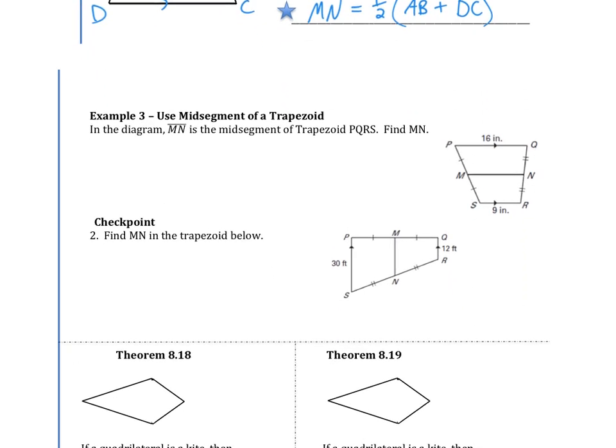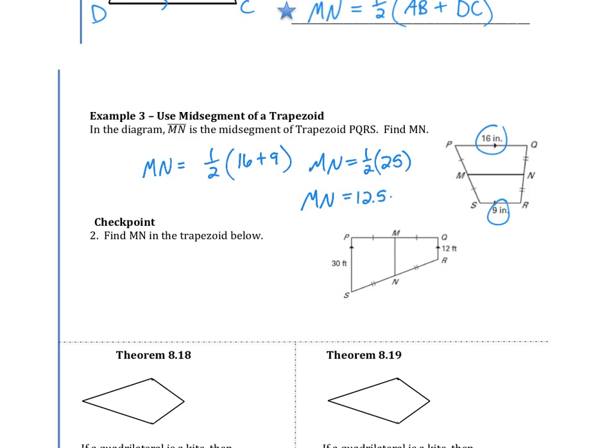Down here, Example 3, we'll work on it. It says in the diagram, MN is the mid-segment of the trapezoid PQRS. Find MN. So MN, in this case, is equal to 1/2 of 16 plus 9. So MN is equal to 1/2 of 25. So MN equals 12.5 inches. Okay, and it's as easy as that.